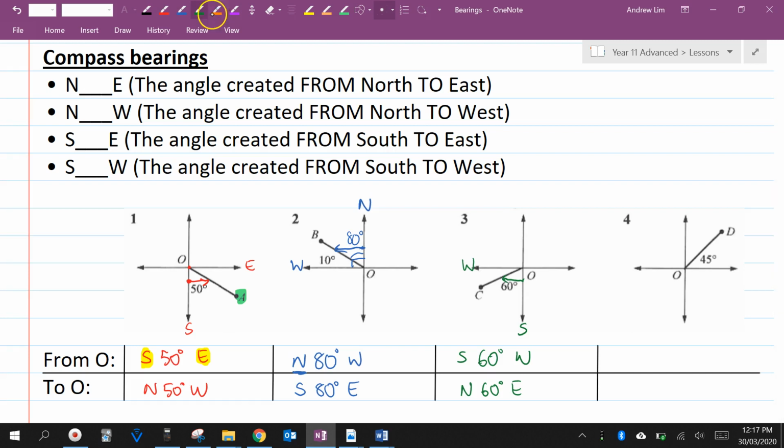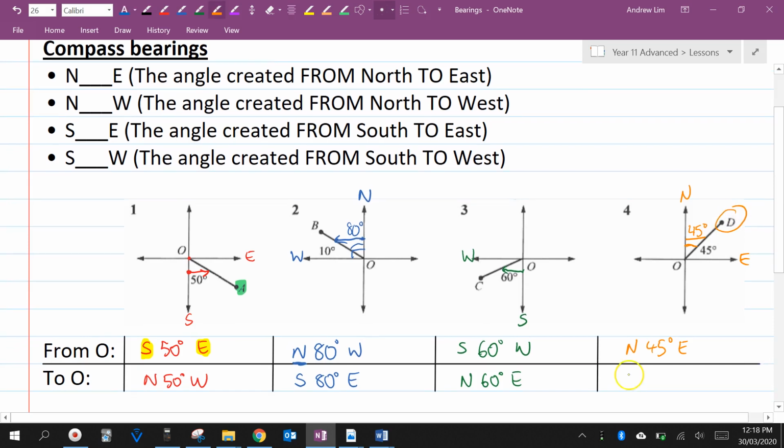And for the last one, we know that it's in the northeast quadrant. And from north to east, I want to know how big this angle is. That angle there is 45 degrees. So it's north 45 degrees east. And the opposite bearing to O, or in this case from D, will be south 45 degrees west. Okay, so I hope that makes a little bit more sense for compass bearings.